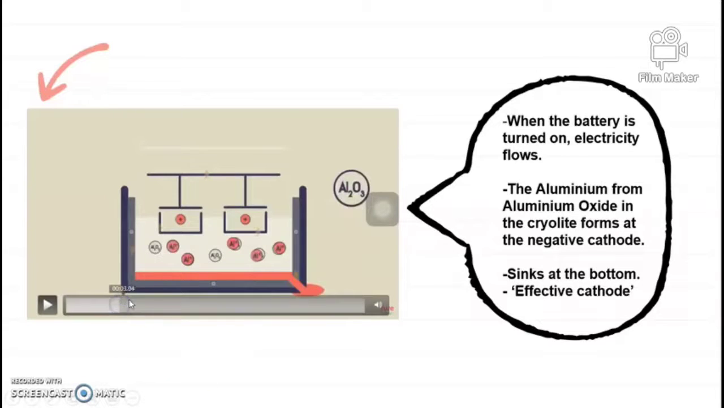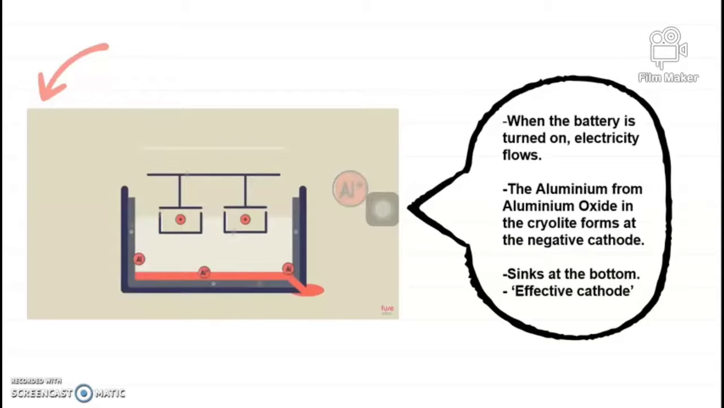So, as we can see, when the electricity flows, when the battery is turned on, the aluminum from the aluminum oxide, these ions, forms at the negative cathode, and then it sinks at the bottom. This molten aluminum that is produced at the bottom of the electrolytic cell is called the effective cathode. However, this molten aluminum is siphoned out of the cell at intervals, while fresh aluminum oxide is added at the top. This molten aluminum is also known as the effective cathode.